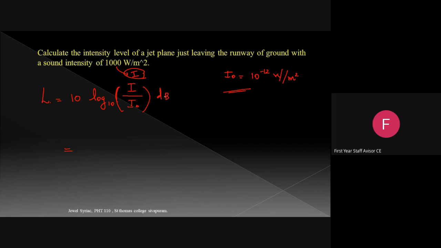So intensity level is equal to 10 into log base 10. What is I? 1000, or 10 raised to 3. 1000 is 10 raised to 3. Divided by I0, 10 raised to minus 12. What is the answer?